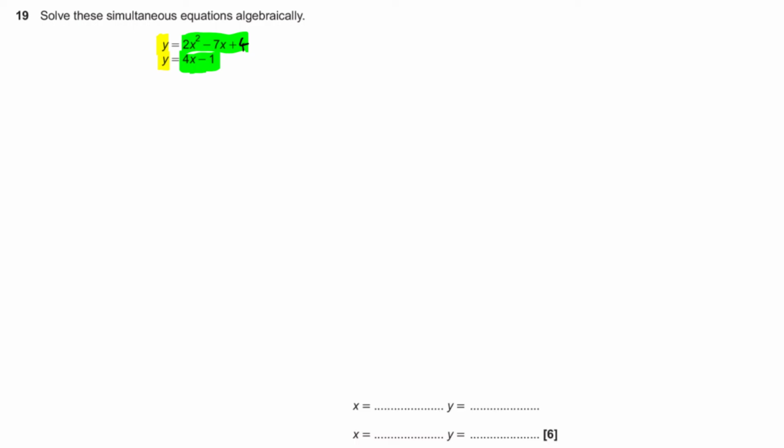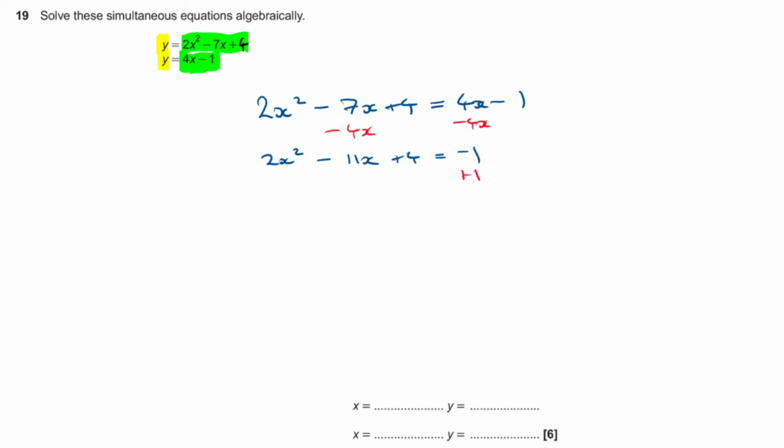So I can say that 2x squared minus 7x plus 4 is equal to 4x minus 1. Okay, so then we're just going to bring everything to one side. So if I subtract 4x from both sides, it's going to give me 2x squared minus 11x plus 4 is equal to minus 1, and then add 1 to both sides. 2x squared minus 11x plus 5 is equal to 0.